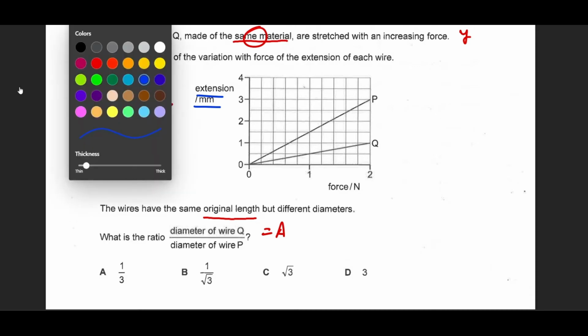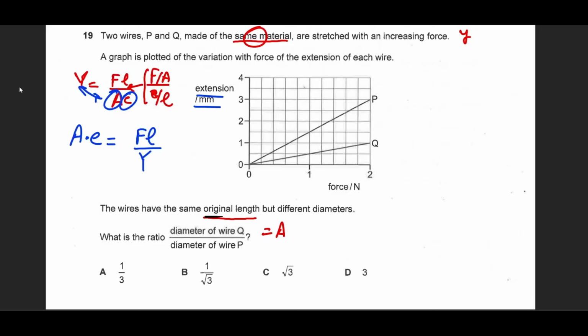Now, how do I cancel them out? Are they exactly the same? Yes, they are. He says the length is same. I don't need to think about length. He says same material. I don't need to think about the Young's modulus. What about the force? Is it different for both of them? No, it's the same because I'm comparing the same point for both of them. So even force gets cancelled out. So what I am left with is that the A dot e factor is actually going to be equal to a constant for either P and for Q. So cross-sectional area of P times extension of P is equal to cross-sectional area of Q times extension of Q, because they're both going to be constant to each other, right?